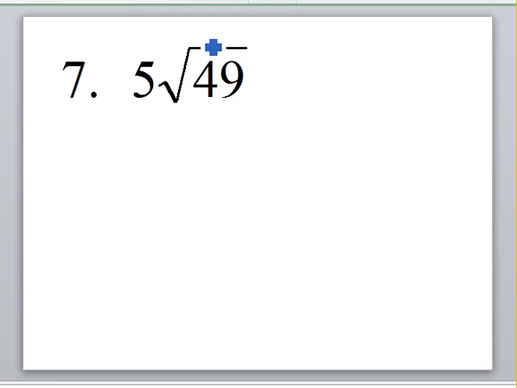On my next problem, I notice I do have a perfect square. So I'll just carry the 5 along, and I'll multiply it by the square root of 49, which is 7. 5 times 7 is 35.